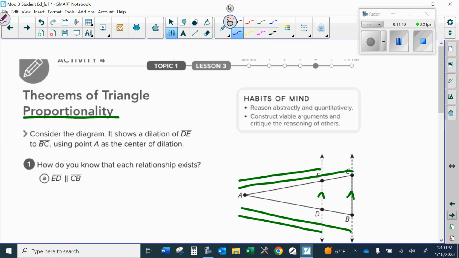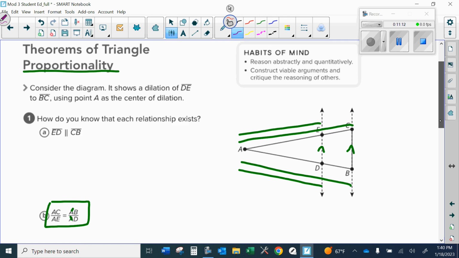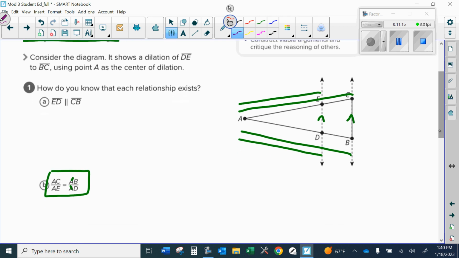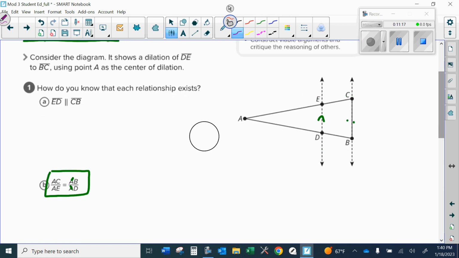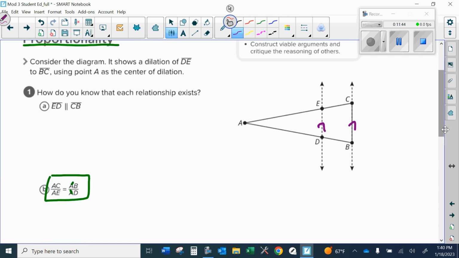All right, theorems of triangle proportionality. So if I have a triangle, okay, and it says those are parallel. Well, remember, we have a trapezoid midsegment theorem that says if those are midpoints, E and D are midpoints, it not only is parallel to the base, but it's also half of it. Well, this is sort of similar, but it's not midpoints, so it's just proportional. That's why they call it triangle proportionality.